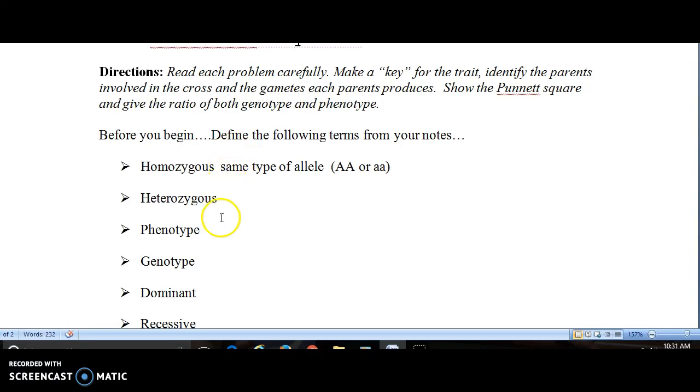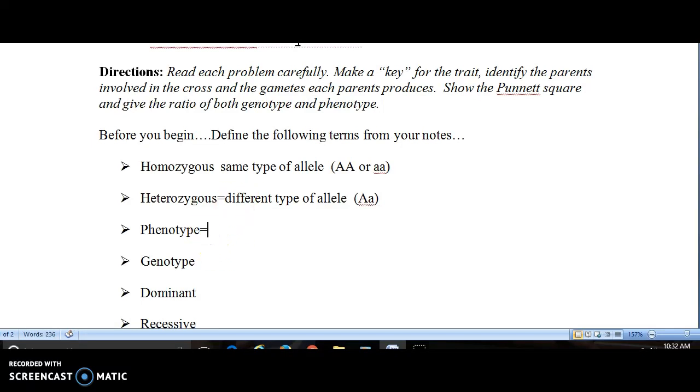Okay. Down here, this term is heterozygous. Heterozygous means you have a different type of allele for a trait. If we were going to represent that by letters, we would say one parent gave you a capital letter variation of the trait, one parent would give you a lowercase letter for the trait. So you would have this kind of letter combination.